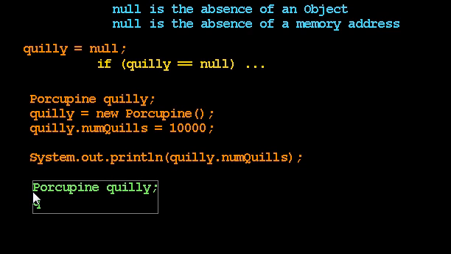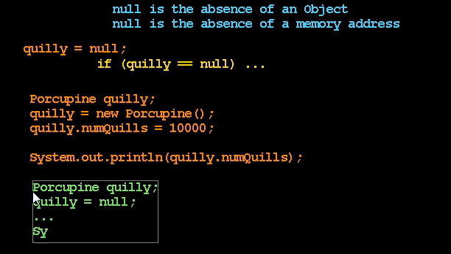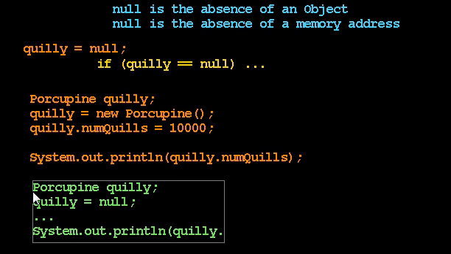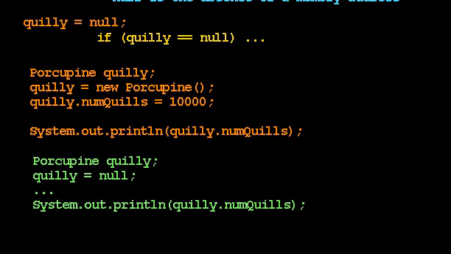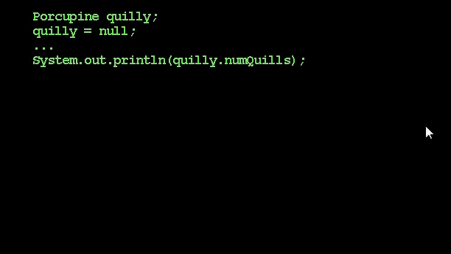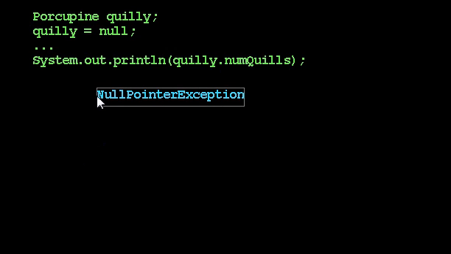So quilly, and instead we wrote this, and then at some point later we said I would like you to print out the value of quilly numQuills. What's going to happen? And this may have already happened to you, which is maybe why you're turning to this video. What's going to happen is I'm going to get something called a null pointer exception in Java. And what does a null pointer exception mean?